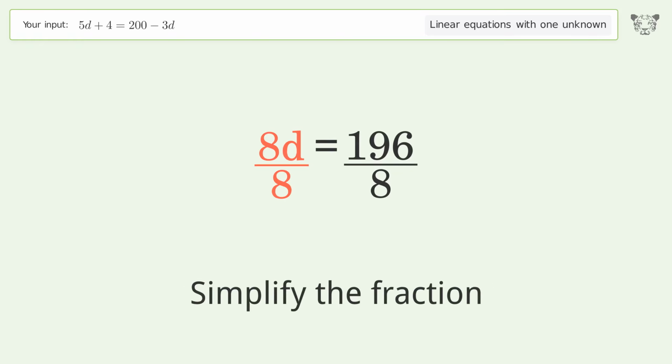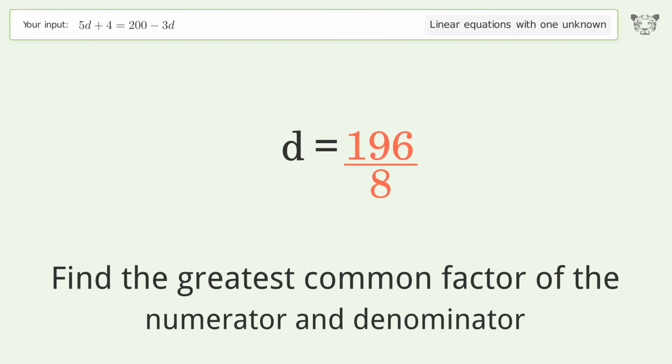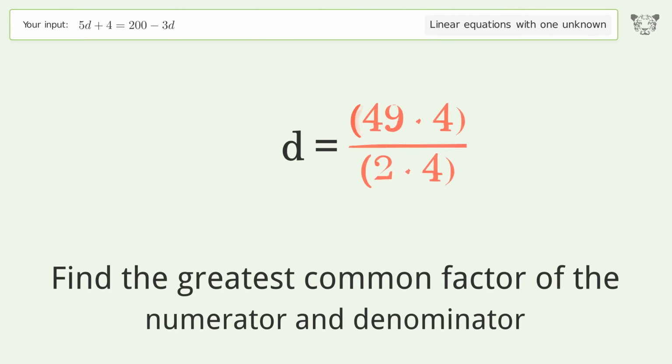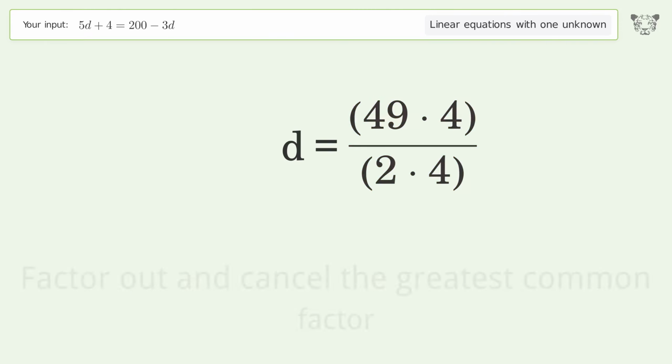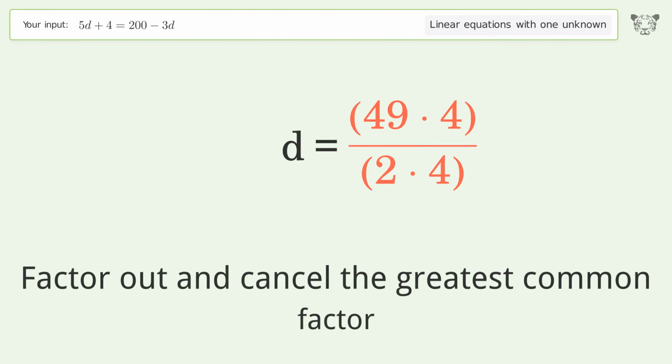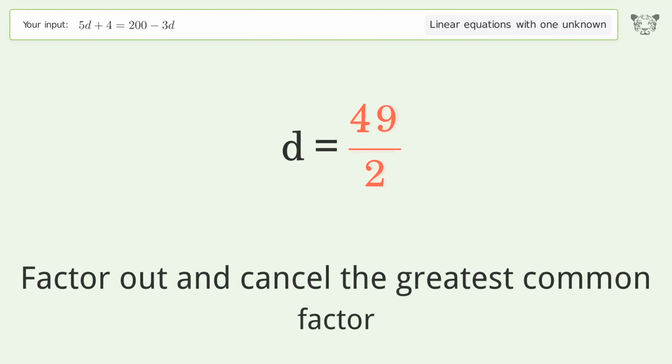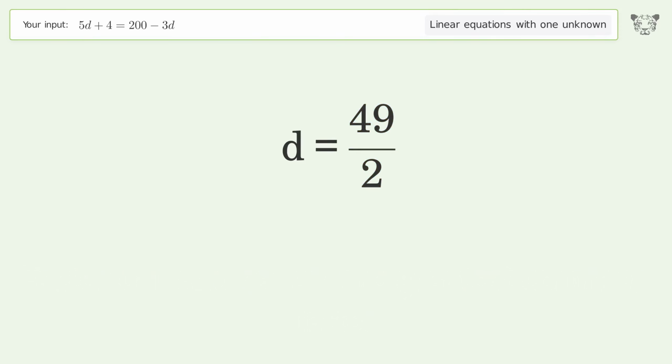Simplify the fraction. Find the greatest common factor of the numerator and denominator. Factor out and cancel the greatest common factor. And so the final result is d equals 49/2.